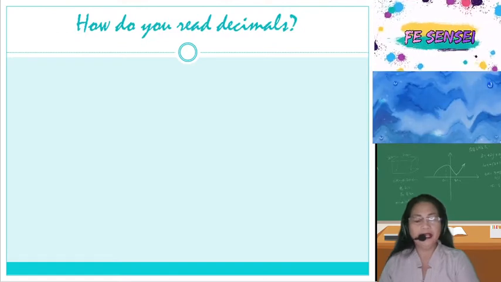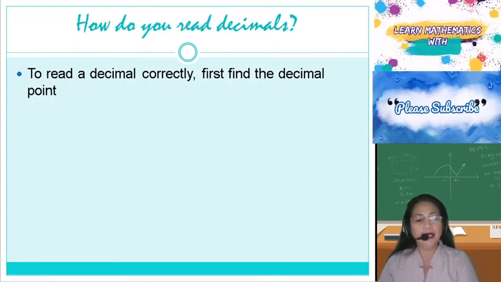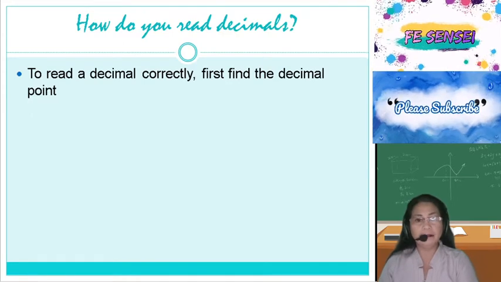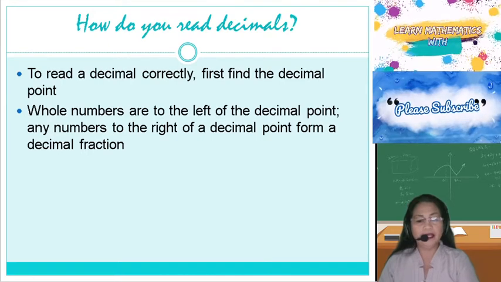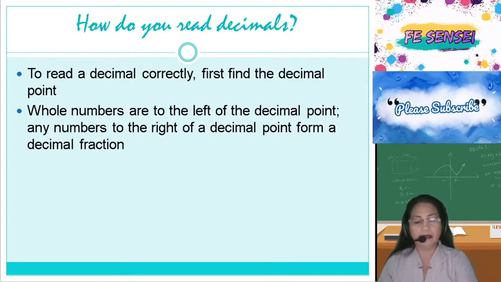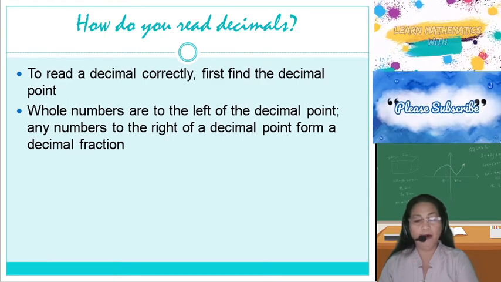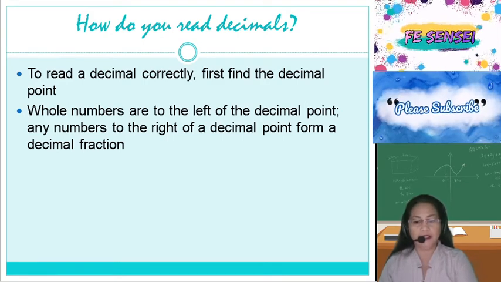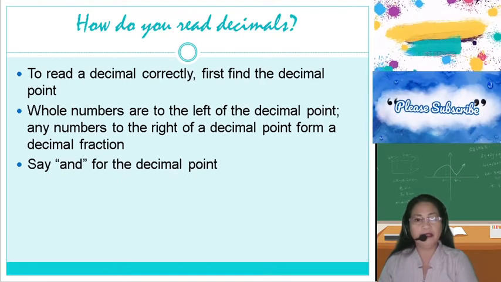How do you read decimals? To read a decimal correctly, first find the decimal point. Whole numbers are to the left of the decimal point. Any numbers to the right of a decimal point form a decimal fraction. Say "and" for the decimal point.